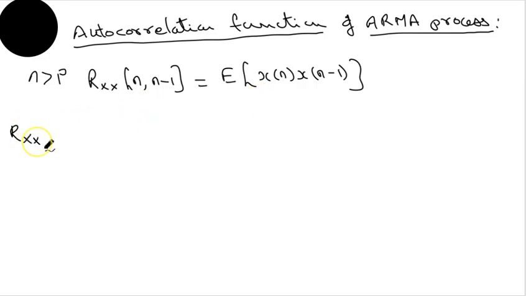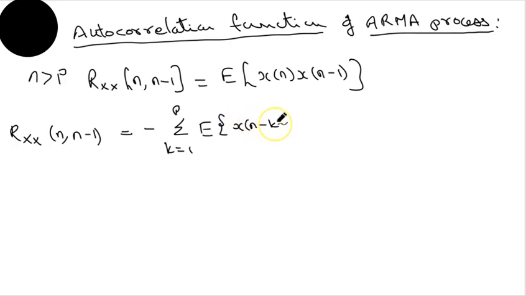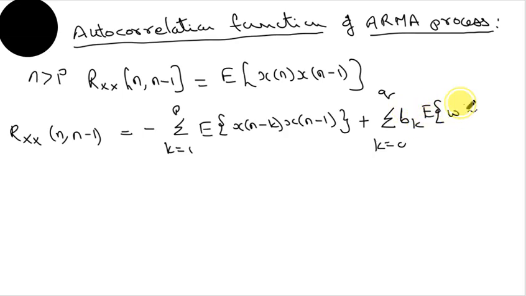So my rxx of n comma n minus 1 will be equal to minus summation k equal to 1 to p, I will have E of x of n minus k into x of n minus 1, plus I have summation k equal to 0 to q bk expectation of w of n minus k into x of n minus 1.